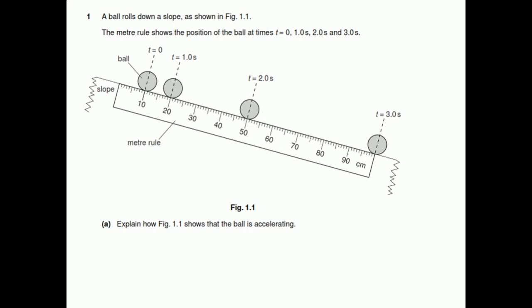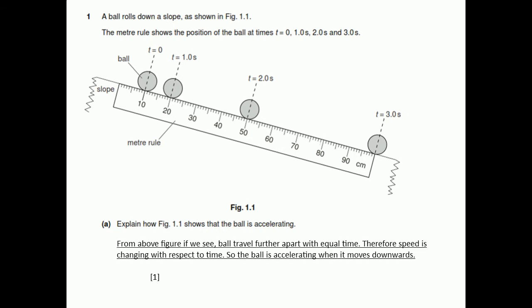So therefore the answer of part A is: from the figure above, we see the ball travels further apart in equal time, therefore speed is changing with respect to time. So the ball is accelerating when it is moving downward.